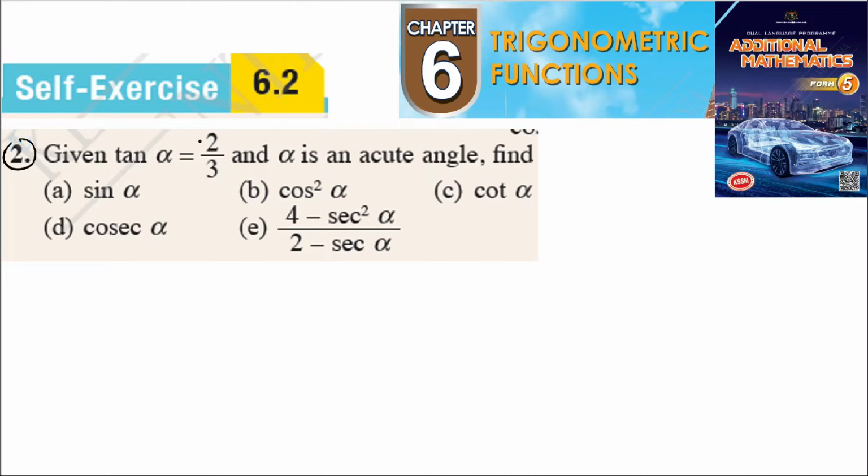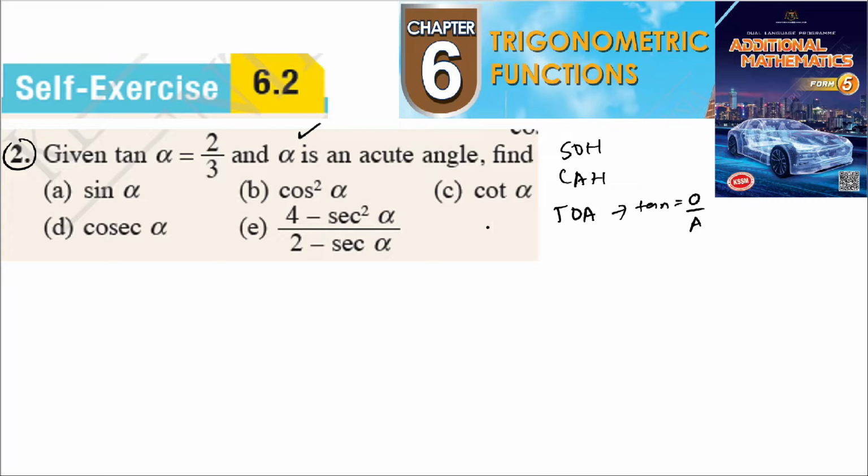Number 2, given that tangent A is 2 over 3 and A is an acute angle, find this one. So here, when we have trigonometry, don't forget the formula, SOH CAH TOA. Tangent is equal to O divided by A. O is opposite, A is adjacent. Adjacent is next to the angle.